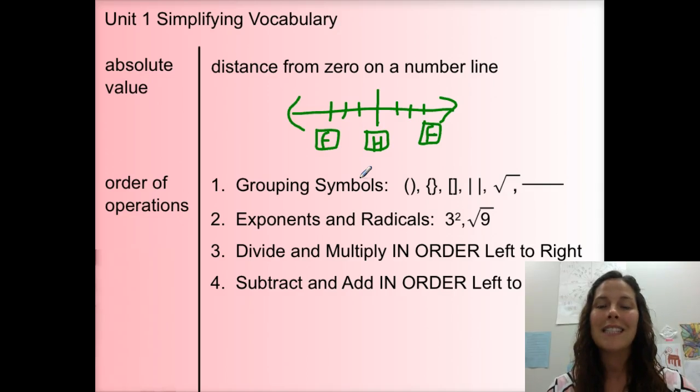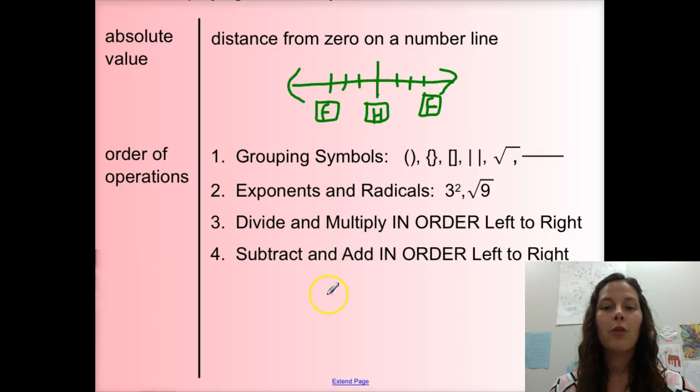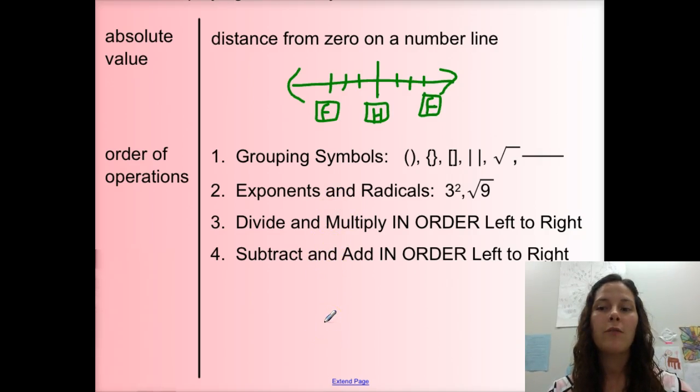It's simply distance, and distance is never negative. Distance is always positive. So you're heading 3 houses to the east or 3 houses to the west, but you're still moving 3 houses in either direction. For order of operations, there are only 4 steps.